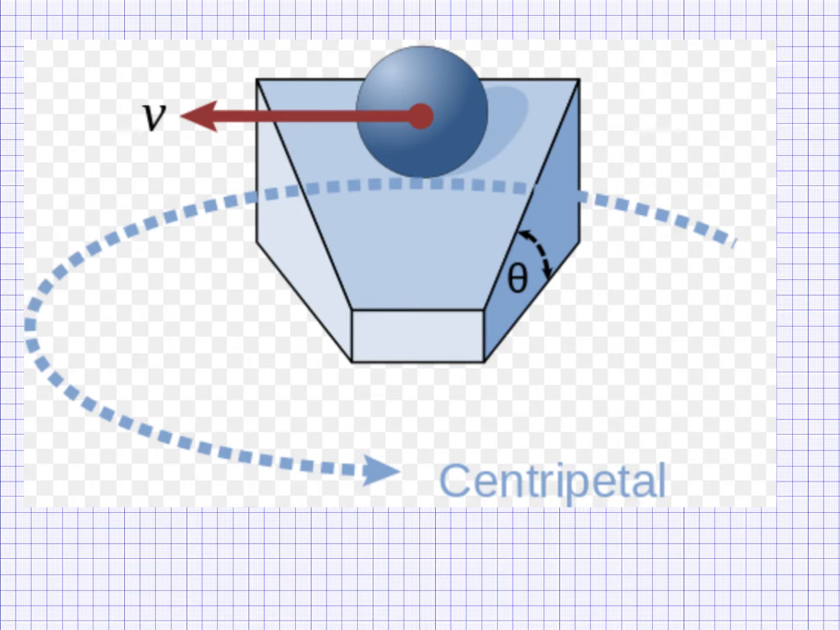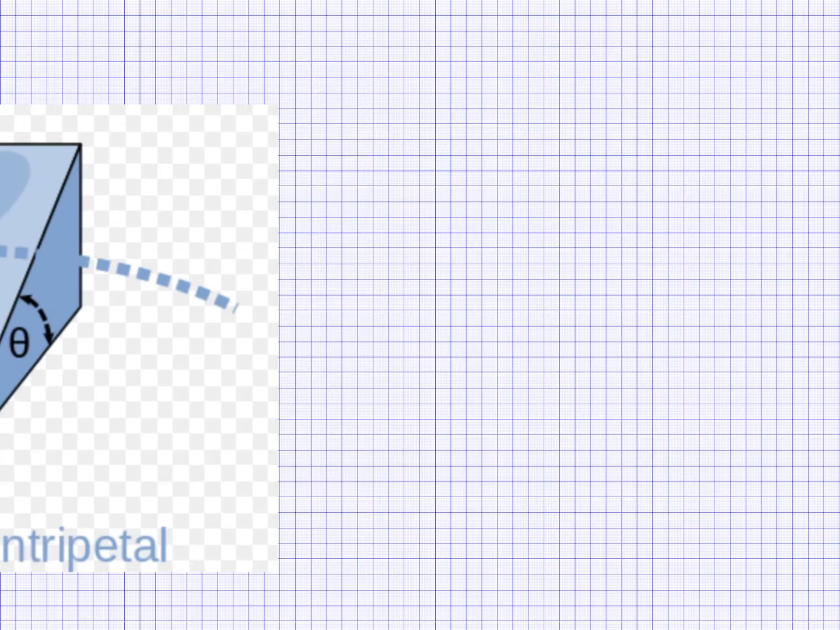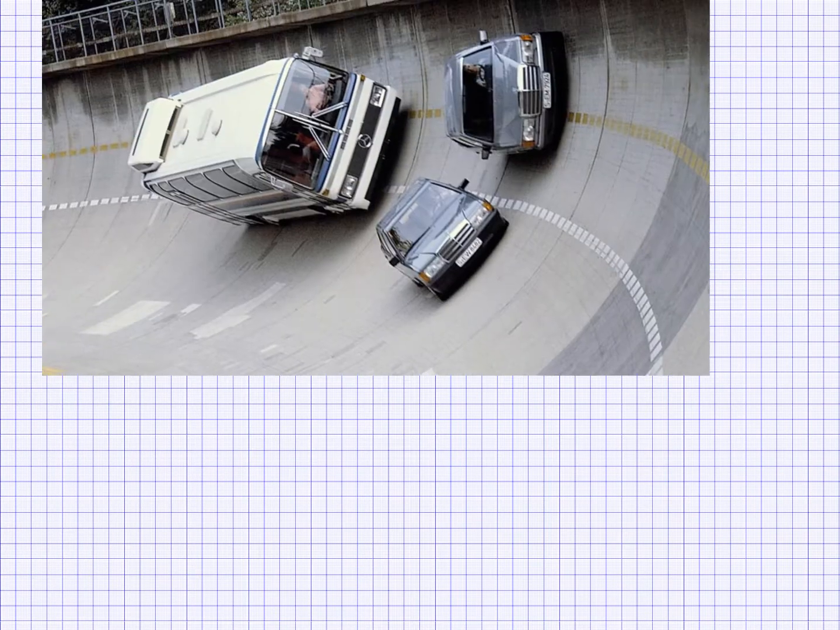So last time on the video we talked about the perfect speed with which an object can maintain circular motion on a banked corner without friction. Today we're going to talk about what happens when we do have friction. So let's get rid of this and bring in something like this.